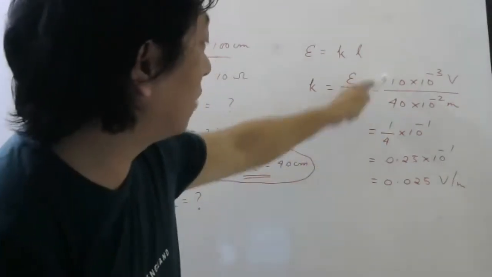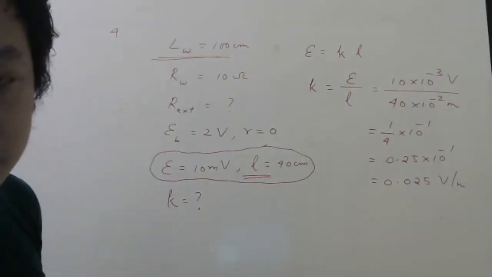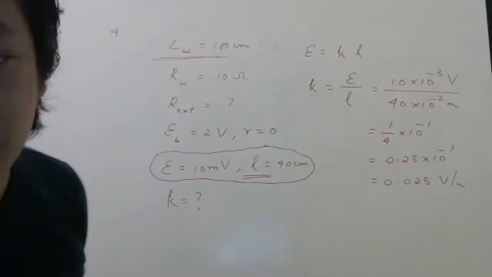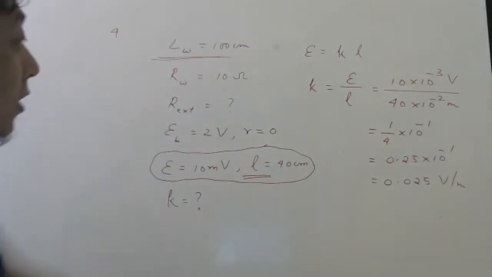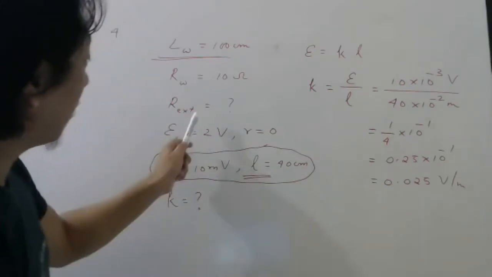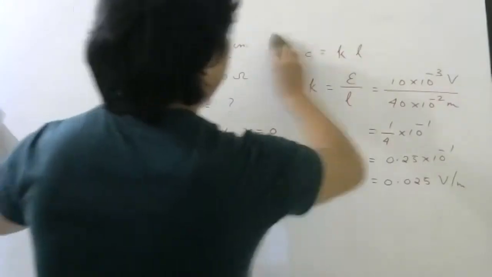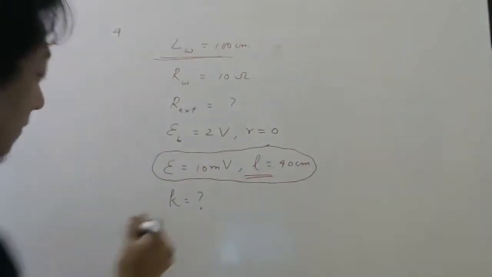The zeros cancel. 1 by 4 is 0.25. Then this 10 power minus 2 will go up as plus 2. Minus 3 plus 2 is minus 1. So 0.025 volt per meter. So the potential gradient can be found directly from these two pieces of information. Now they are asking for the external resistance. Remember the value, okay?